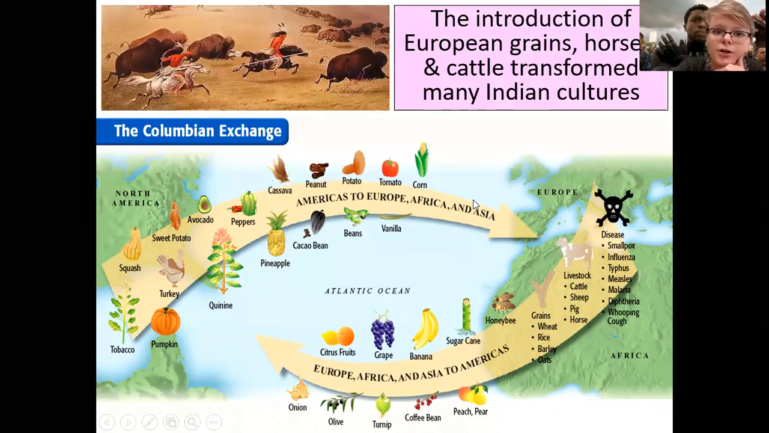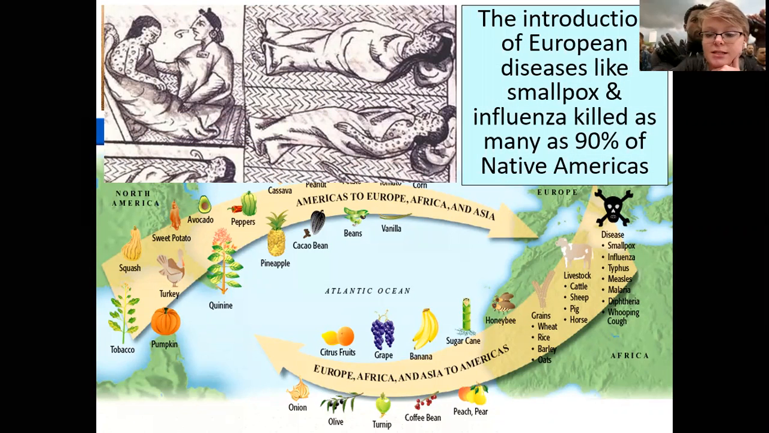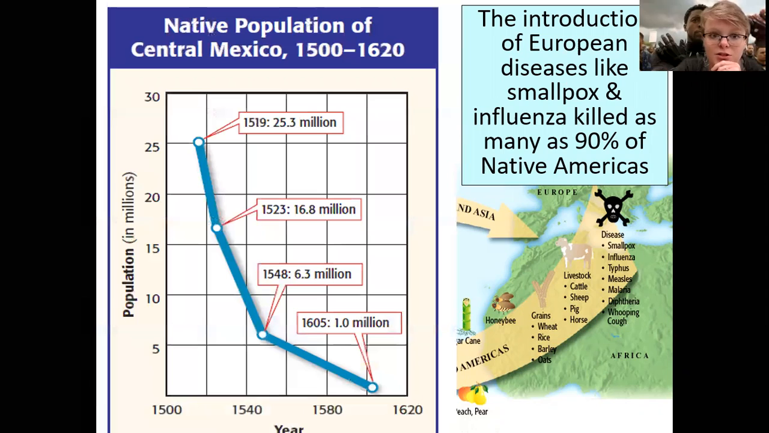Okay, so the introduction of European grains, horses, and cattle transformed many Indian cultures, such as what we see in the Great Plains. It makes it so much easier to hunt buffalo when you have a horse. The introduction of European diseases like smallpox and influenza killed as many as 90% of Native Americans. We saw that with the Incan Empire and with the Aztec Empire, but it's going to take place in North America as well. The native population of central Mexico is going to rapidly decline between the 1500s and 1600s because of diseases.